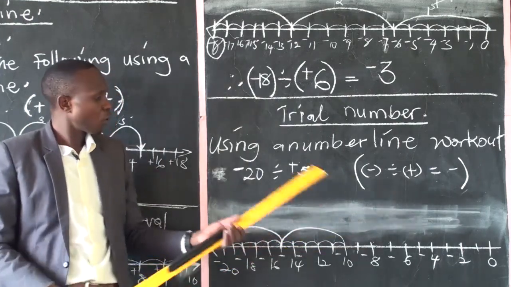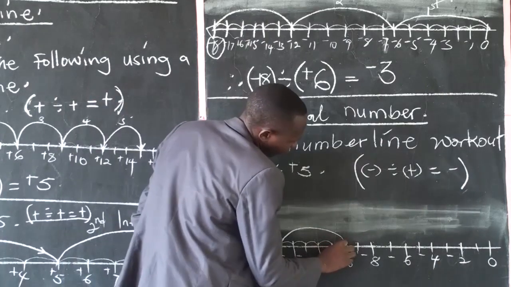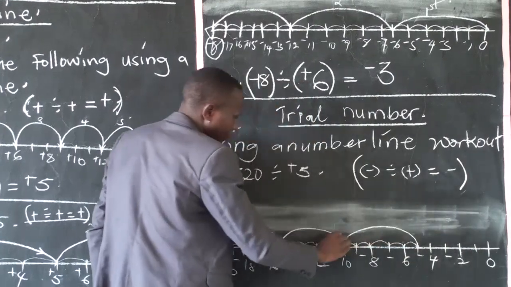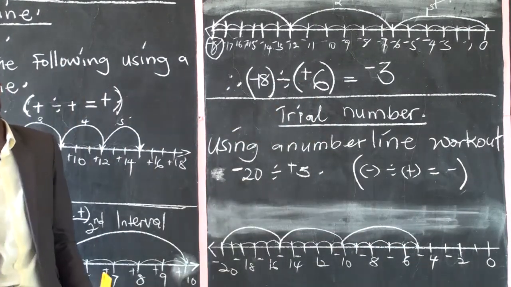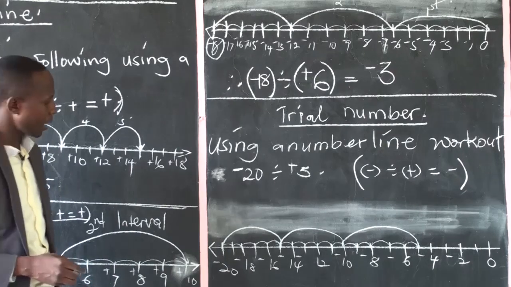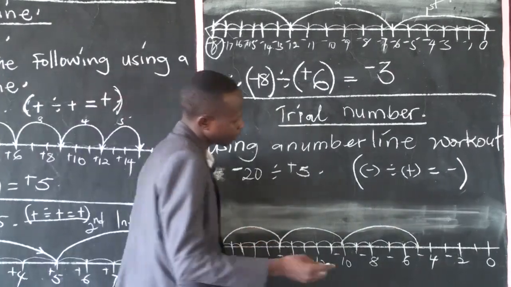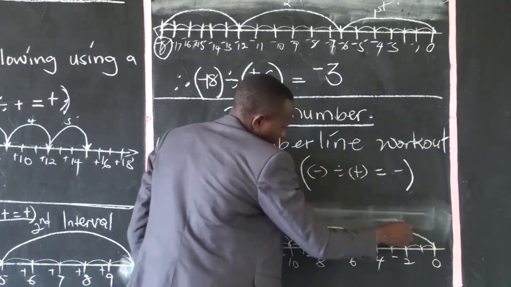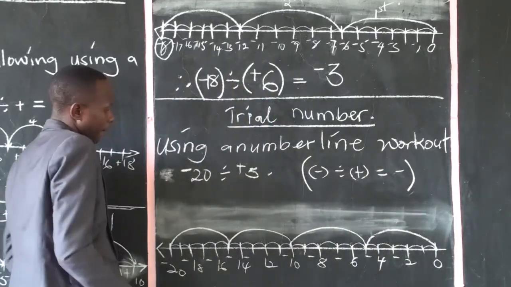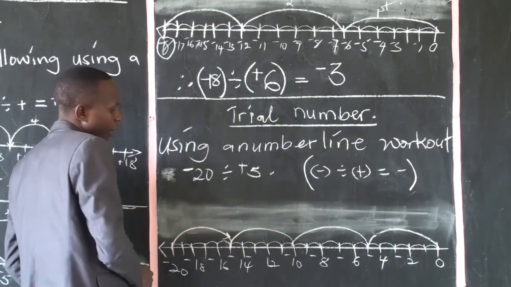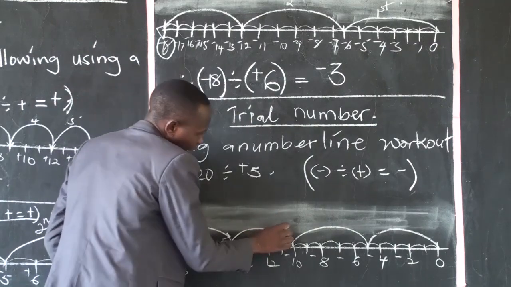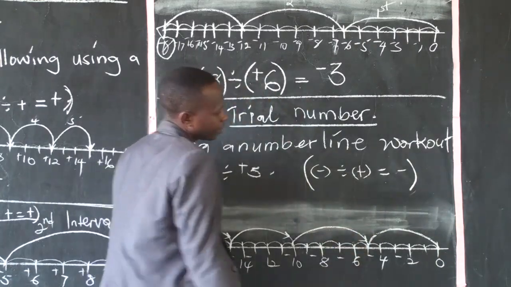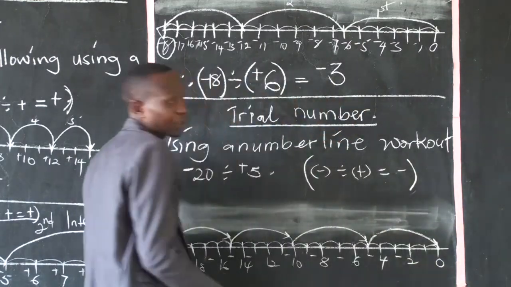But still we are remaining with 10. Again, we shall have to give 5 out. 1, 2, 3, 4, 5. This is another interval. We have given to 5 people again. Then we still have more, and we need to give out another 5. Meaning that from 20, we gave out 5 and remained with 15. Again we gave out 5 and remained with 10. Then finally we gave out more 5 and remained with nothing.